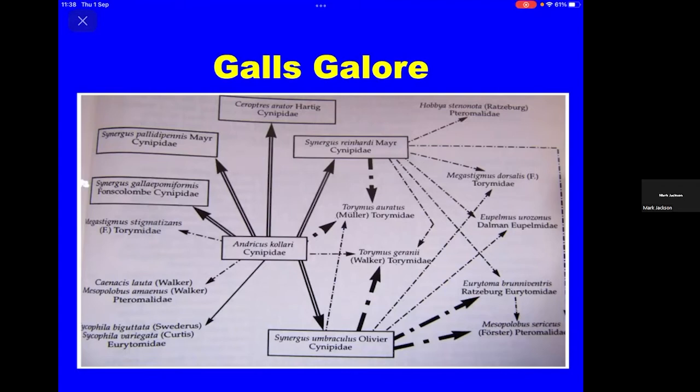So we've got three inquilines shown here in the marble gall, the Ceroptres at the top, and then a couple of Synergus species. And they too are attacked by parasitoids. As far as the inquilines are concerned, some of them are lethal to the gall causers and some of them aren't. So in this case, Synergus umbraculus is harmless to the gall causer because it produces its own cells within the walls of the gall, whereas the other Synergus species actually causes the death of the gall causer because it produces its cell in the middle and kills the gall causer in doing so.